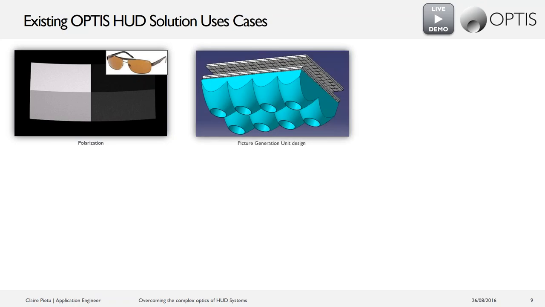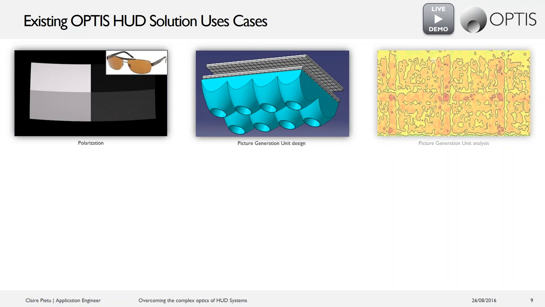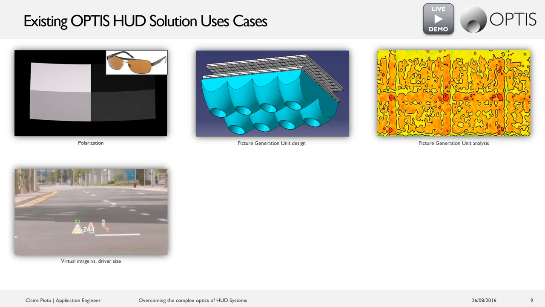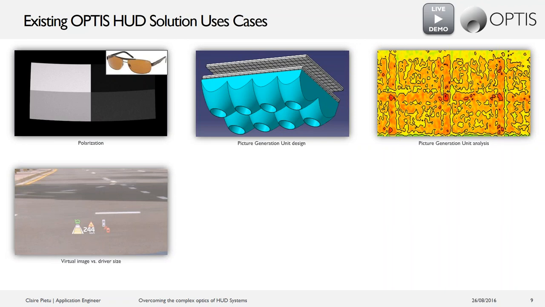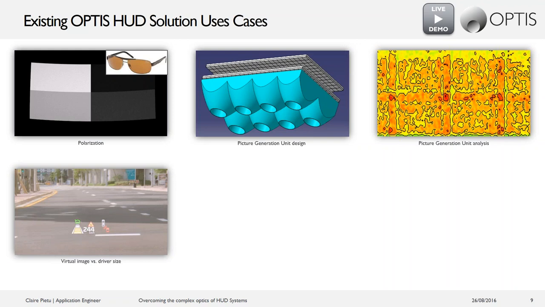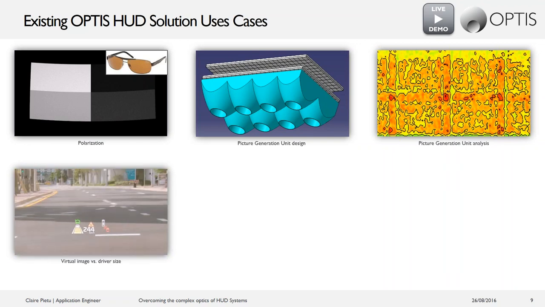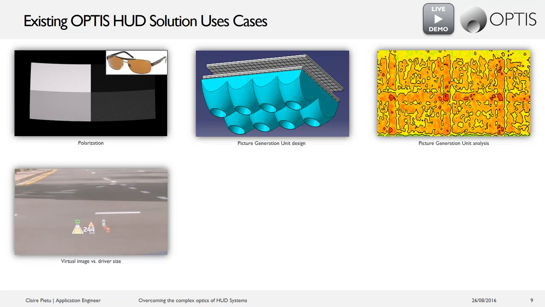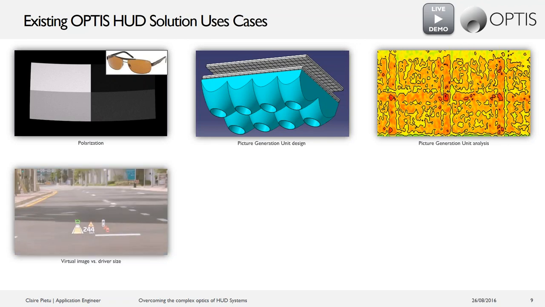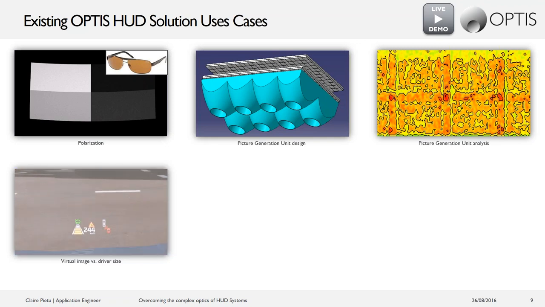We also have a solution to design and analyze the PGU. And then finally, we have the visualization tools, which allow you to see what the driver would actually see. It's interesting to then combine these results with an HDR screen that Kishore mentioned earlier, because it makes for an even more realistic experience. In HUD simulation, the luminance is typically between 10 and 12,000 candela per square meter, which means you can actually visualize it with an HDR screen and have a 1-to-1 luminance scale.